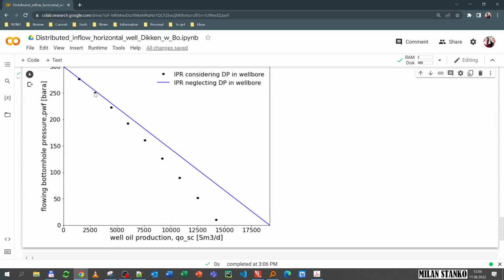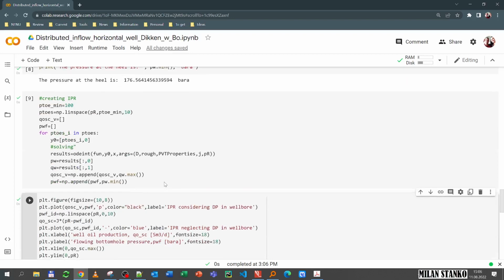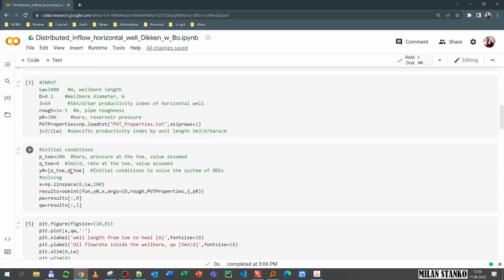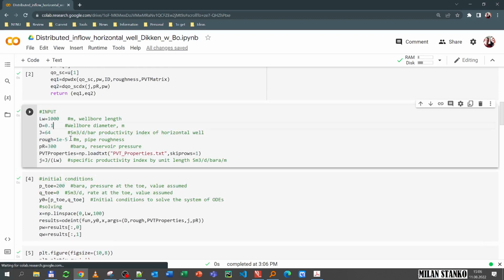So you can see that actually our suspicions were correct. We have a linear IPR if we consider no delta P in the wellbore, but if we consider the delta P in the wellbore, it starts becoming non-linear. Now let's do some sensitivity tests. For example, we can say, what if we have a bigger wellbore? Now the wellbore won't be 0.1, but 0.2, for example, and we run.